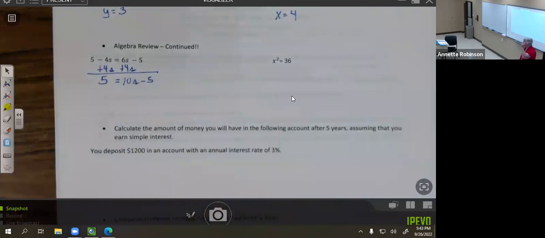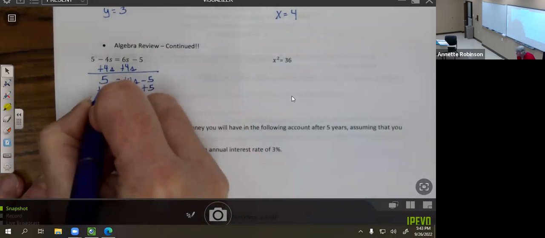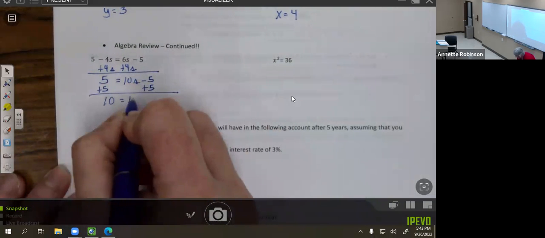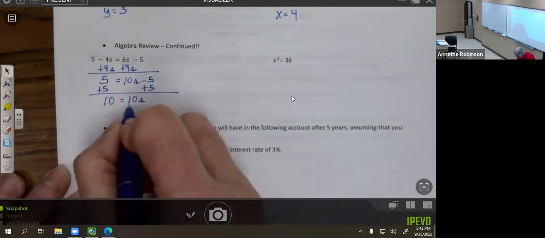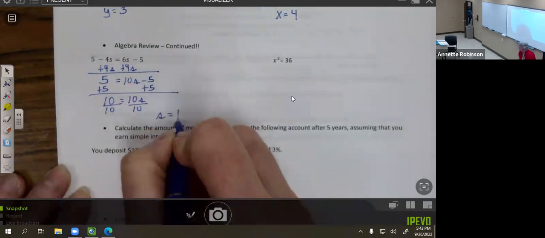Well, since I took my s's to Tennessee, I've got to bring my constant numbers to Arkansas. So that's going to give me 10 equals 10s. Again, this is multiplication. Solve by dividing. We find that s is representing 1.